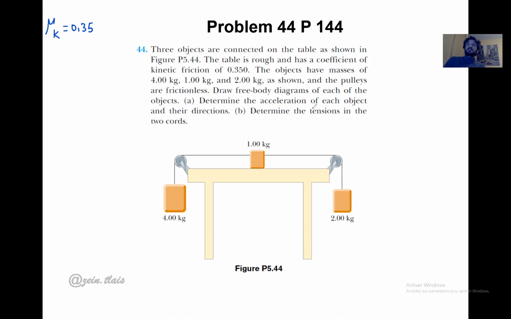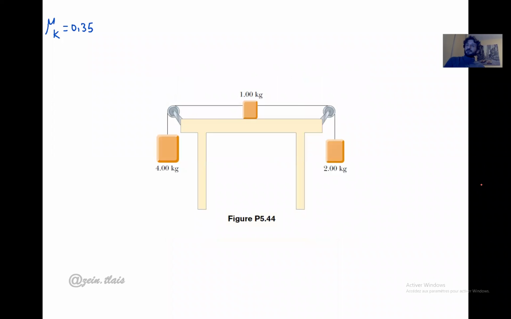The objects have masses of 4, 1, and 2. The pulleys are frictionless. You know well, it means that the tensions of the cord on the right and left sides are equal, okay? So first of all, I have to draw the free body diagrams of each of the objects. Second, I have to calculate the acceleration of the system. And third, we have to calculate the tension of each cord. Okay, let's begin here.